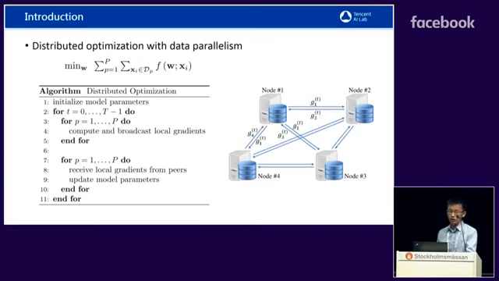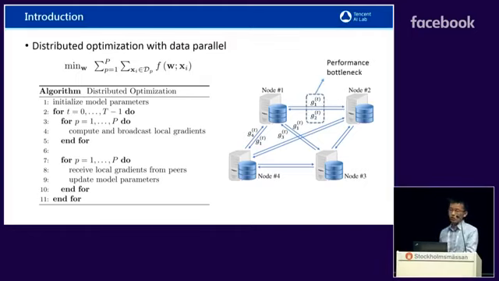For data parallel-based distributed optimization, model parameters can be updated in the following way. In each iteration, all the workers first randomly select a mini batch of training samples, compute the local gradients, and then broadcast them to all the other workers. Whenever a worker receives all the local gradients sent by other workers, it can compute the average of the local gradients and use it to update its model parameters.